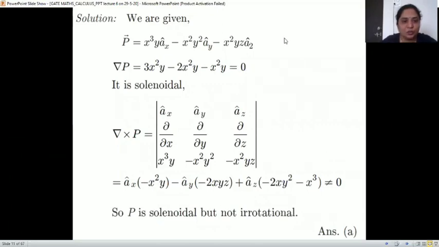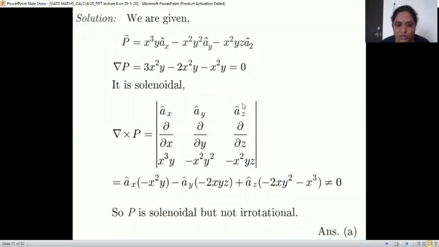Towards the answer. So p bar is there, and then del dot p we are finding, that is derivative with respect to x, 3x square y, minus with respect to y, that is 2x square y. Next with respect to z of this term, that is minus x square y. And if I solve this, 3x square y minus 2x square y minus x square y, and that is equal to 0. So del dot p in this case is 0, therefore it is solenoidal, right?